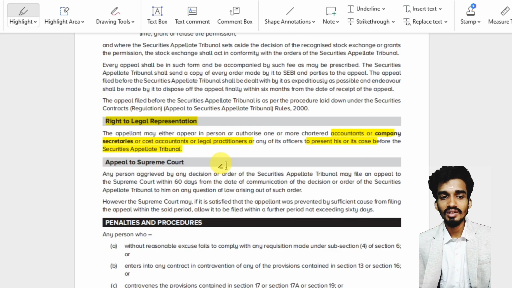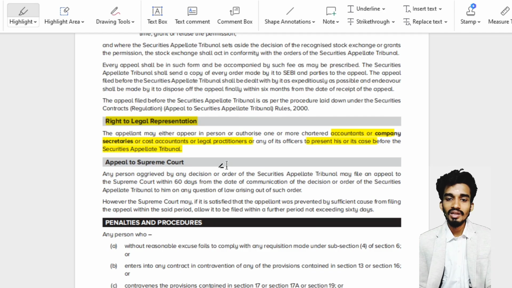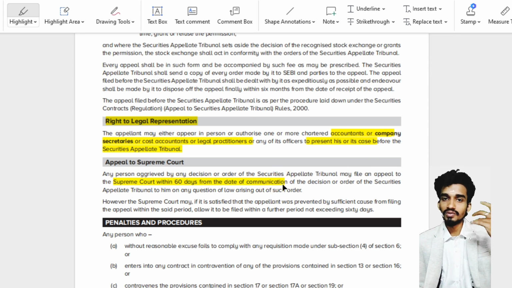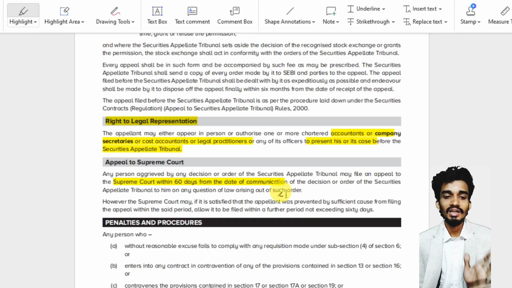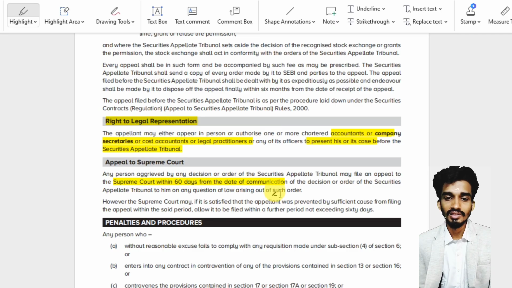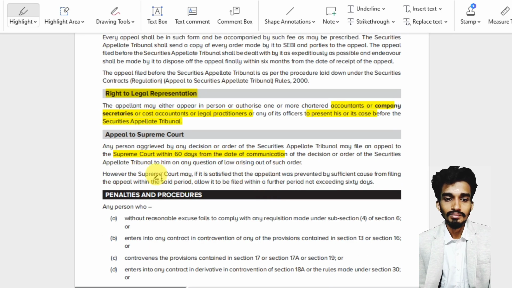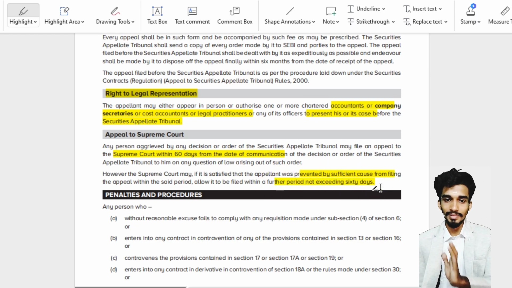Whenever a person is dissatisfied by the order of the SAT, they can appeal to the Supreme Court within a period of 60 days. Whenever a person is dissatisfied by the order of SEBI, they can go to SAT within a period of 45 days, that you will see in the later part. SEBI to SAT is 45 days and SAT to Supreme Court is within 60 days. If there is any sufficient cause, there is a doctrine of sufficient cause, it may exceed 60 days also, but it should not exceed a further 60 days. So the max period is 120 days.